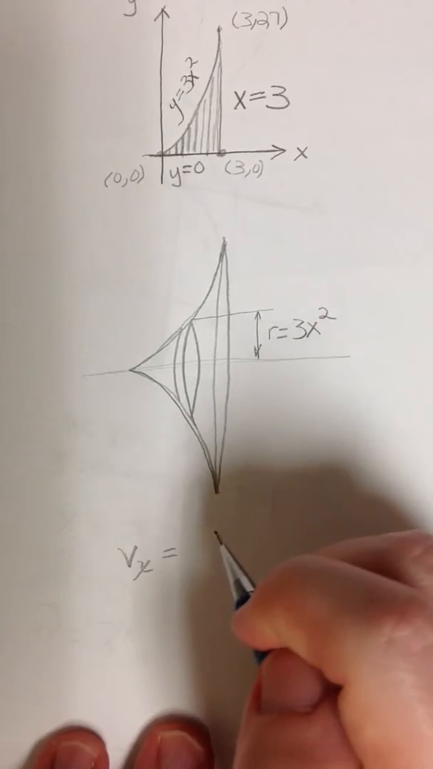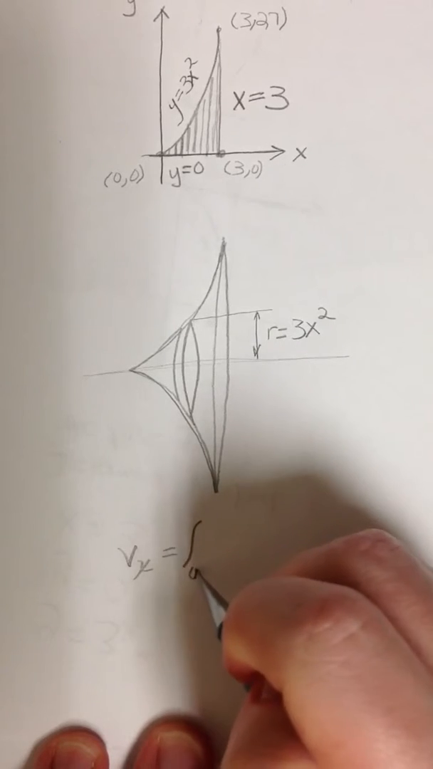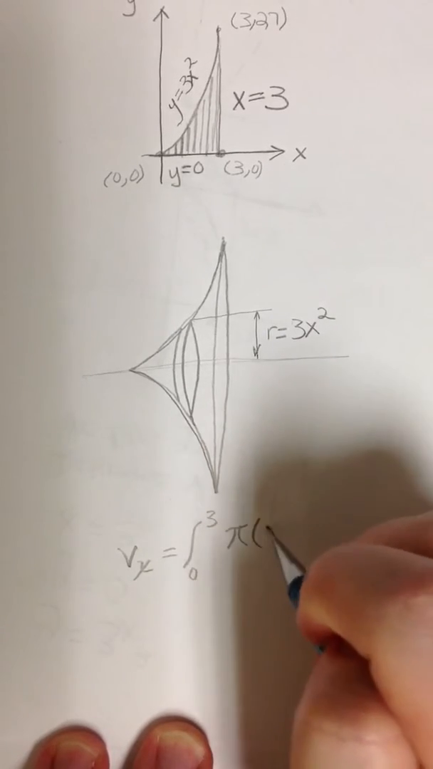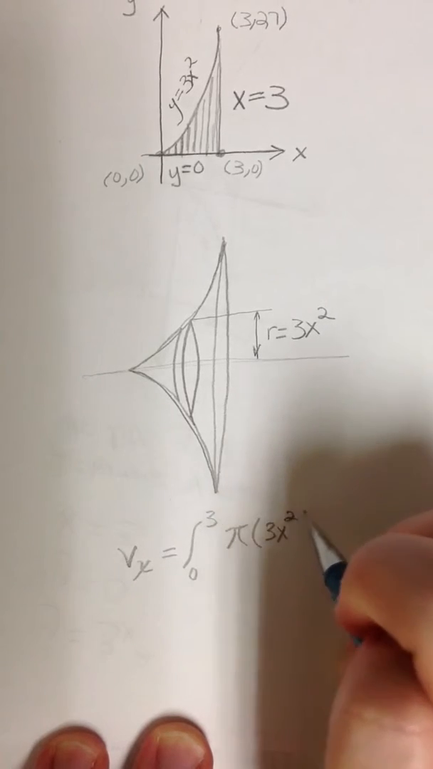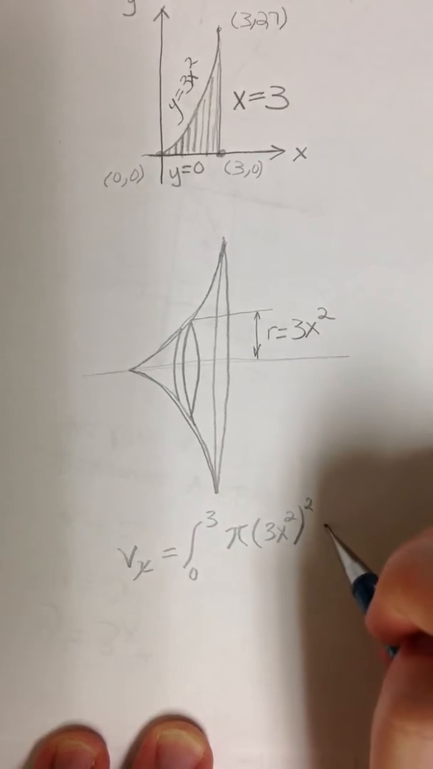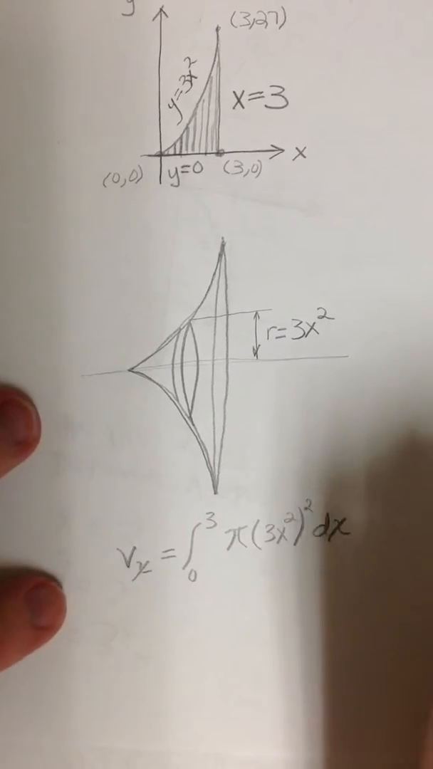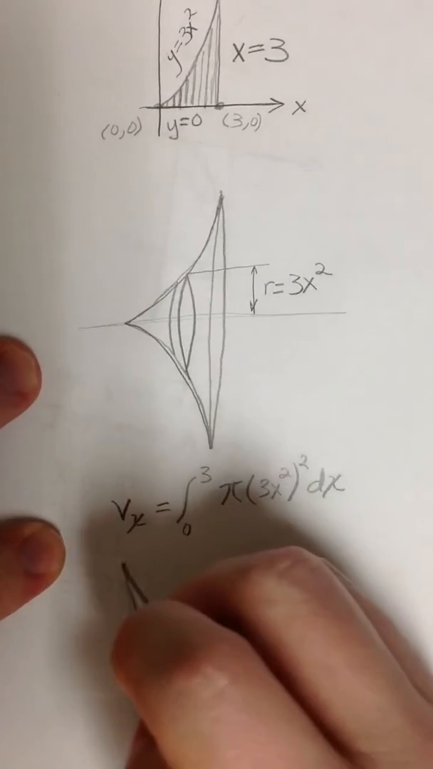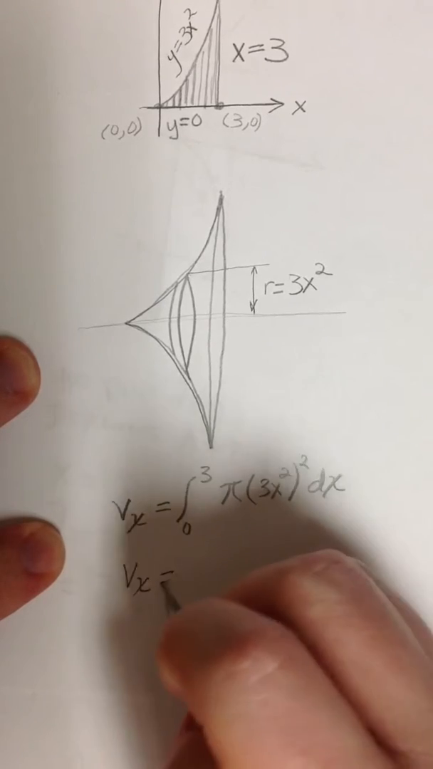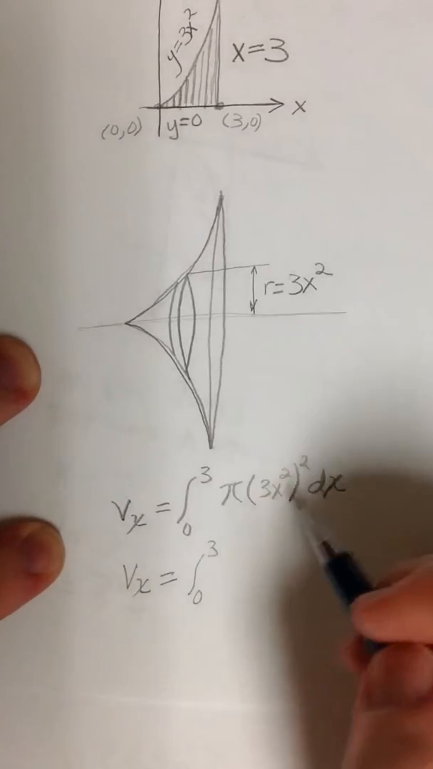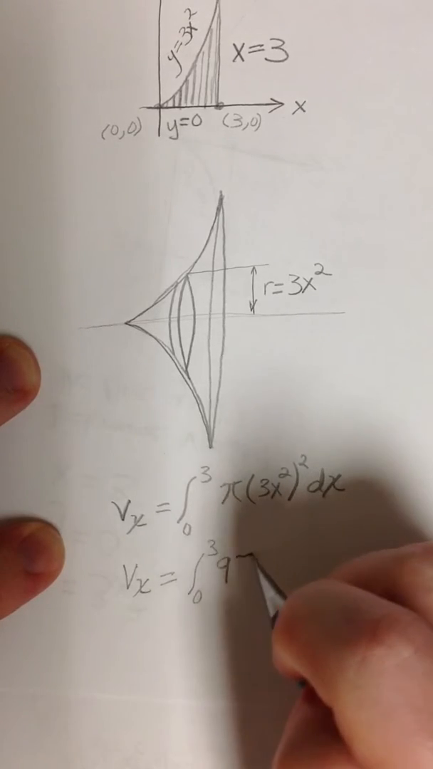So we have for V of x, again, integrating from x equals 0 to x equals 3, pi times the square of 3x to the second. And for the follow-through, as we square out, we have 9 times pi times x to the 4th dx.